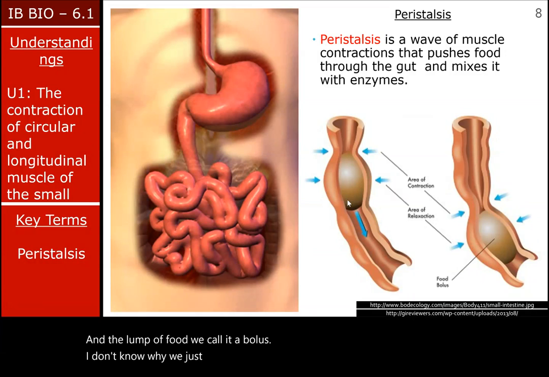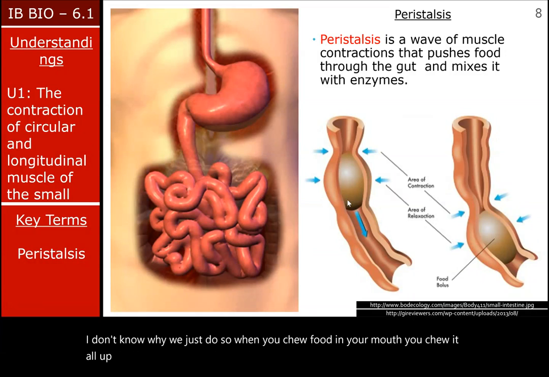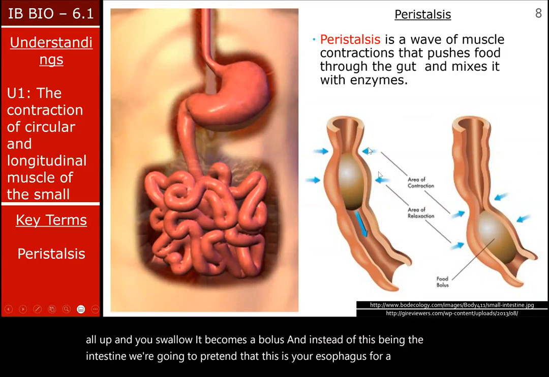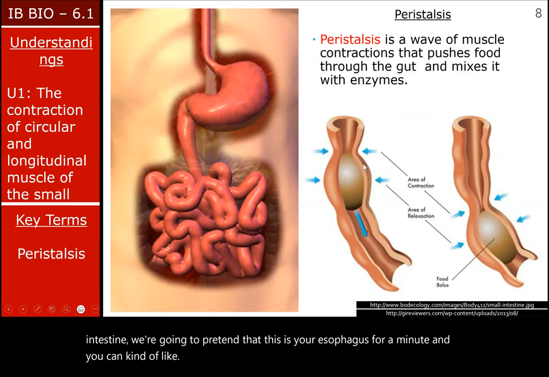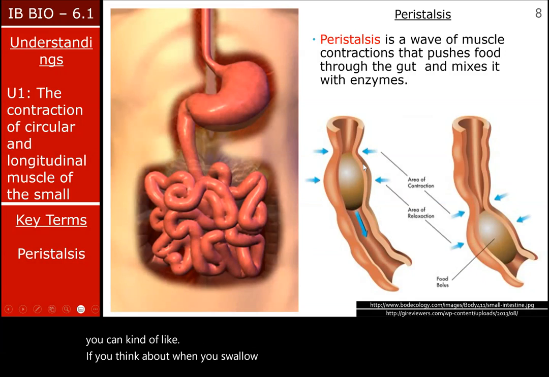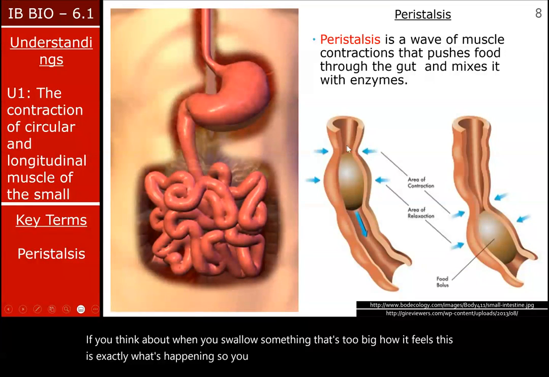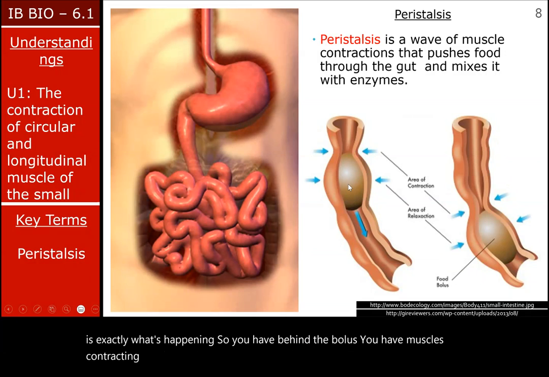So when you chew food in your mouth, you chew it all up and you swallow it, it becomes a bolus. And instead of this being the intestine, we're going to pretend that this is your esophagus for a minute. If you think about when you swallow something that's too big, how it feels, this is exactly what's happening. Behind the bolus, you have muscles contracting, which push the food down. And in front of the bolus, the muscles have to relax so that the bolus can come through.